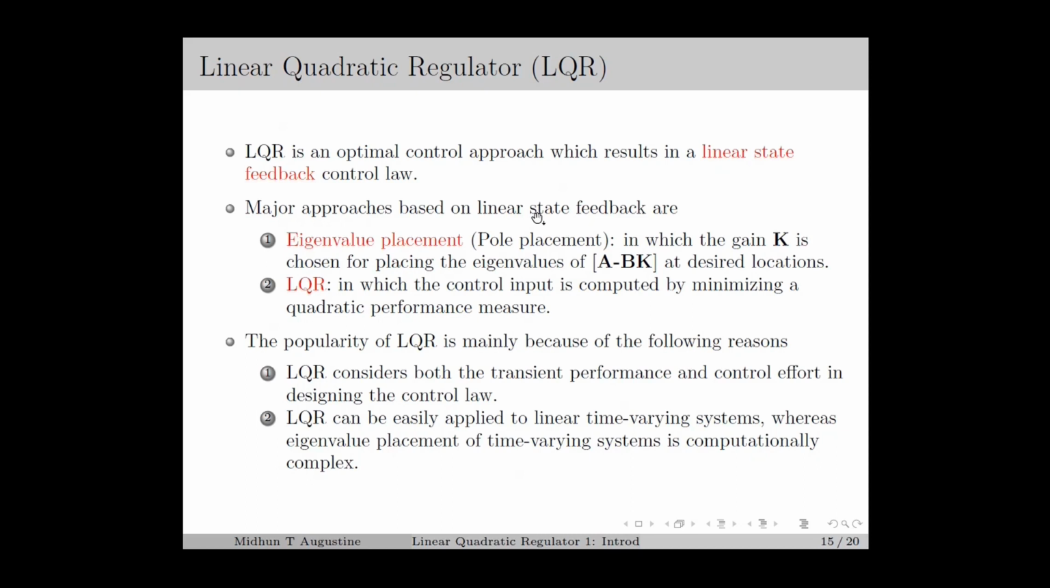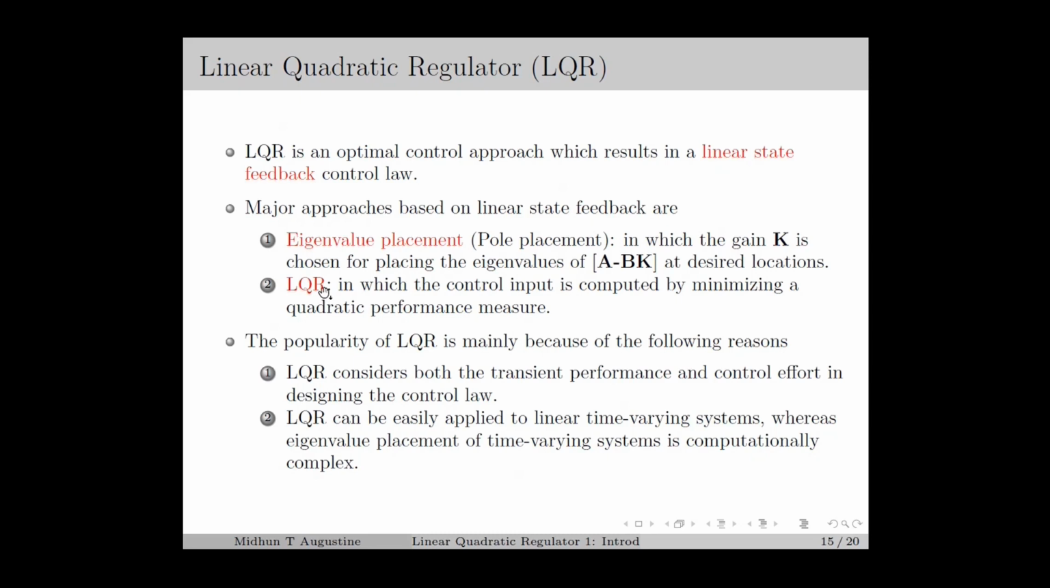One of the major approaches based on linear state feedback is the eigenvalue placement, which is also known as pole placement. In the eigenvalue placement, the feedback gain K is chosen for placing the eigenvalues of A minus BK at desired locations. The eigenvalues of A minus BK specify the transient performance. Therefore, in eigenvalue placement, we design the K according to the transient performance.